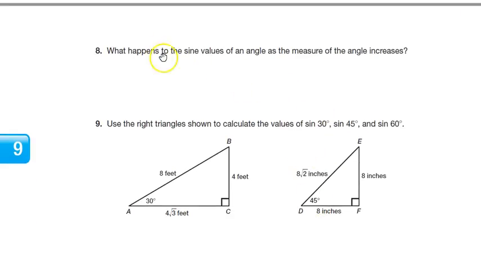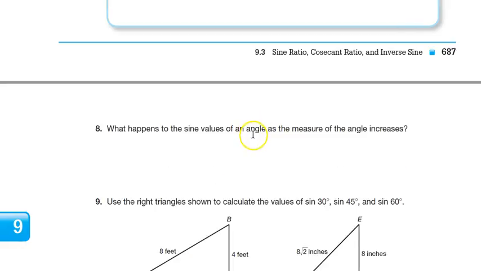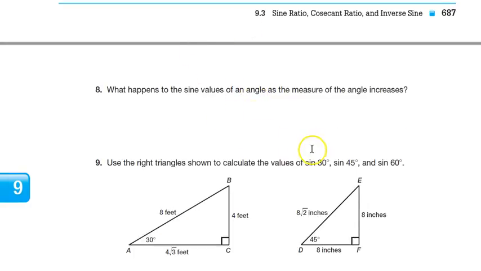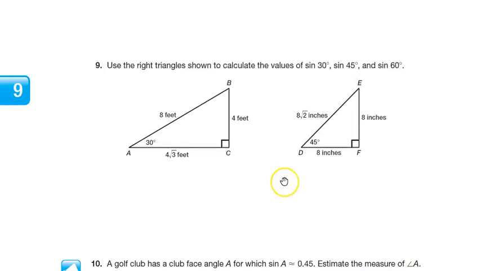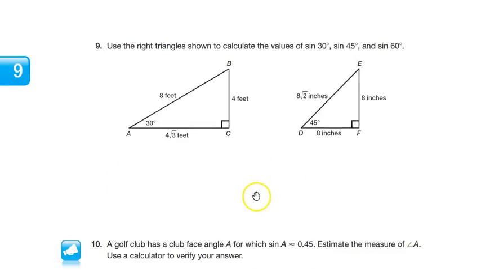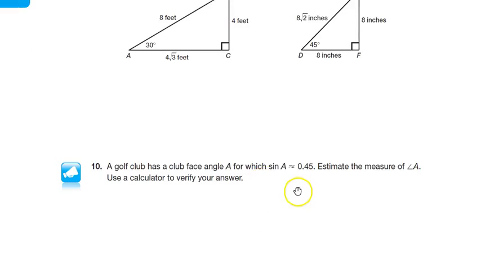And we already recognized what happened to the sine values. This is back there in question 3, I think it was, where they asked what's happening to the ratio as the angle increases. Go ahead and use this to calculate it. Don't forget to rationalize your denominators.